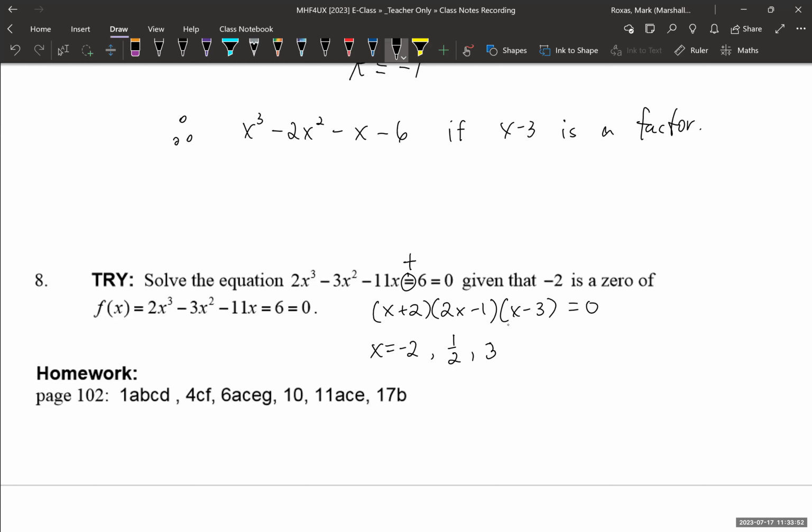Okay, so we'll get into more polynomial equation solving in the next lesson. But have a look at the practice problems from your textbook and come to class with questions. See you in the next one.